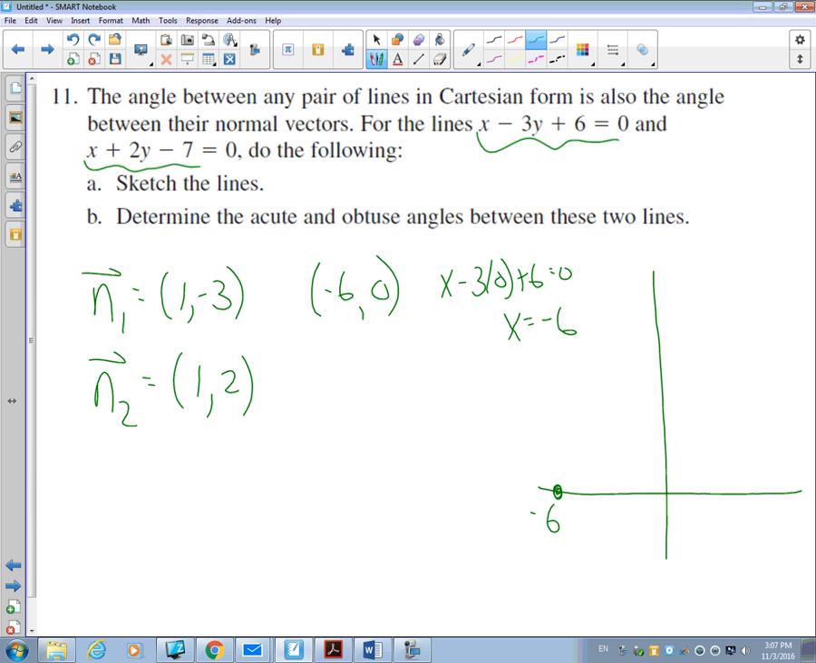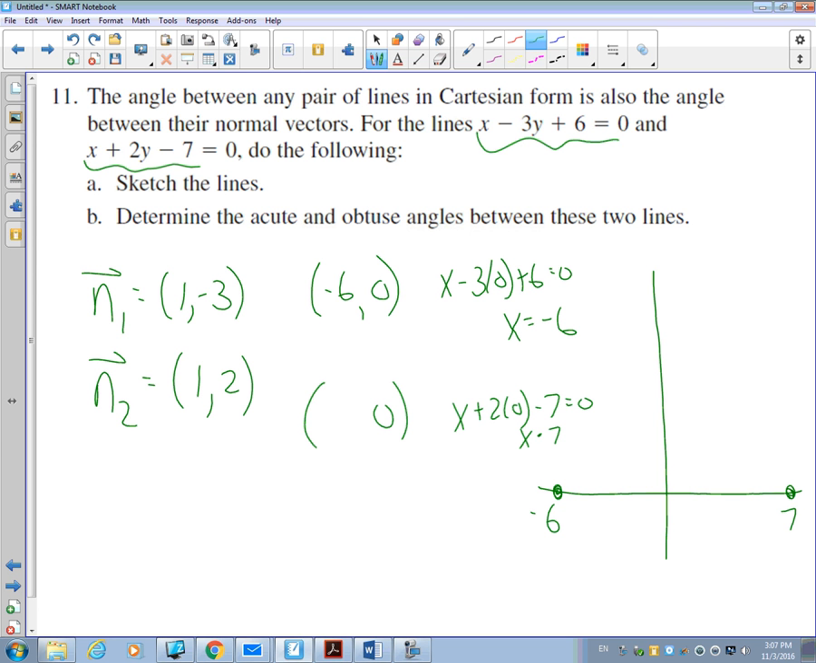If I do the same thing for the second line, again, we'll make our y be 0. I can do x plus 2 times 0 minus 7 is 0. In other words, x is 7. Okay. Got myself some points. What else do I want to do? Well, I need some directions, right? What's the direction of the line?